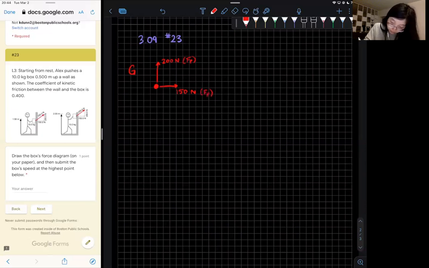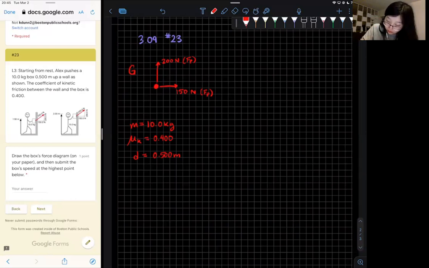Other things I know, well, the mass is 10 kilograms. The kinetic coefficient is 0.400, unitless, and the distance that it's gone is 0.5 meters up. So that's positive if I cared about the displacement by our convention. Again, this is an incomplete free body diagram. You would need to add more to it to make sure all the terms are accounted for.